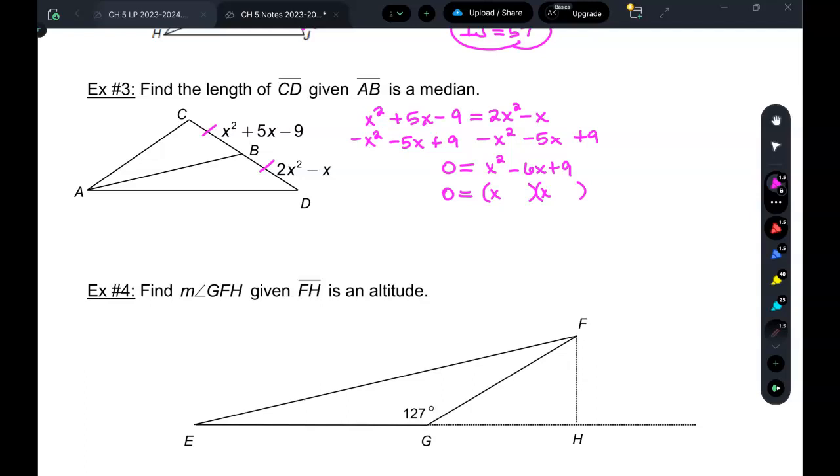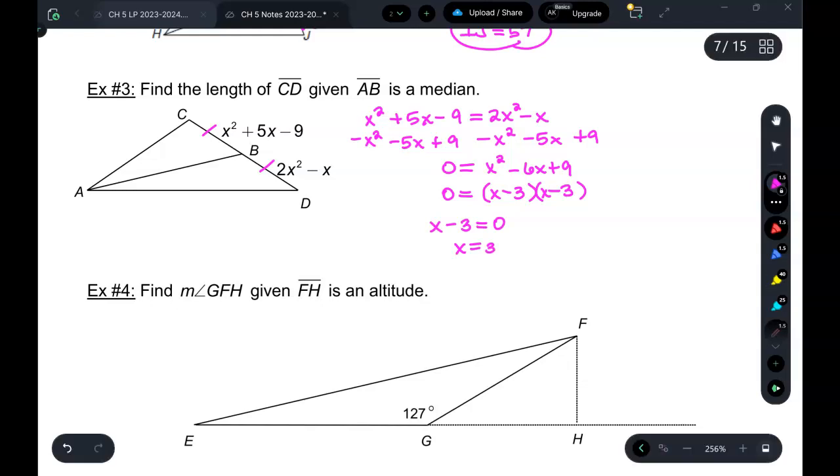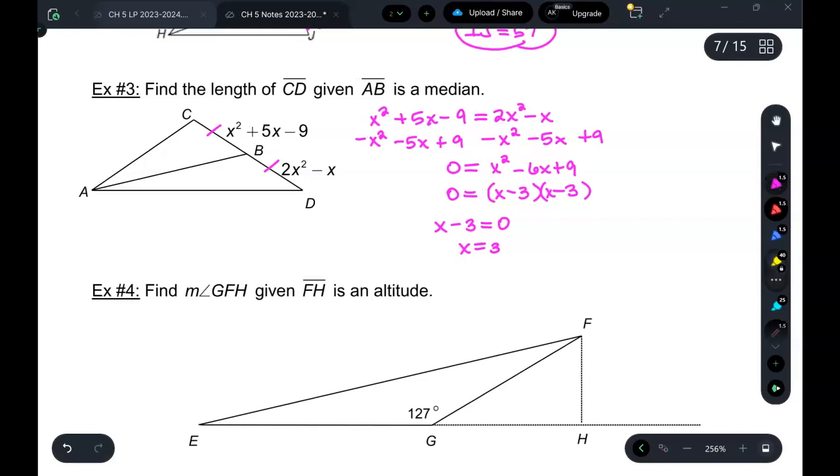3 and 3, but they both have to be negative 3 and negative 3, which means x has to be equal to 3. And now we just go back and make sure we answer the question.